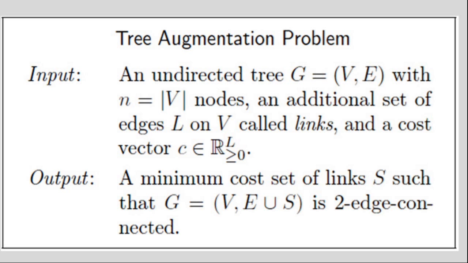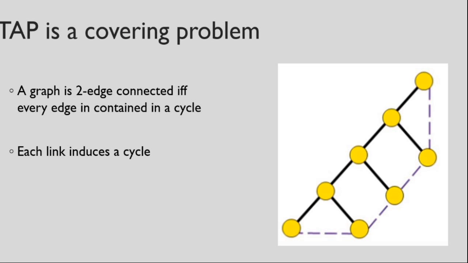So that's the tree augmentation problem. Formally, we're given an undirected tree and a bunch of links, and each link has an associated cost. We want to pick the cheapest subset of links to add to our network so that the resulting network is two-edge connected. The tree augmentation problem can actually be viewed as a covering problem.